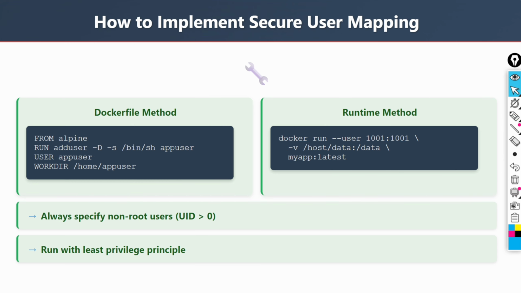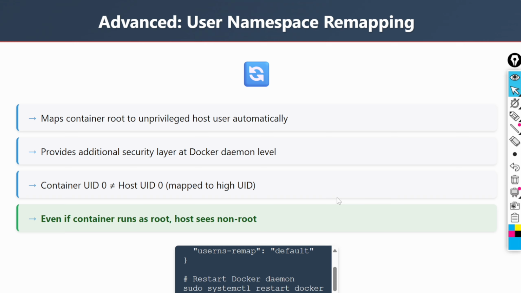Moving to the next slide, we are going to talk about advanced user namespace mapping. What exactly does this mean? It maps the container root to an unprivileged host user automatically. Even if a container runs as root, that is UID 0, Docker remaps that user to a non-root user on the host machine. This happens behind the scenes. That is the significance of namespacing here.